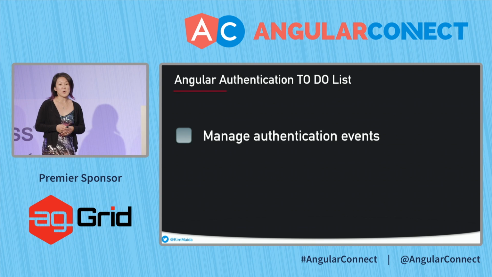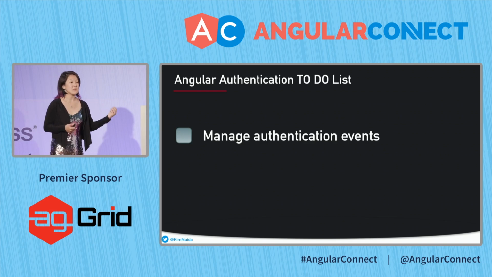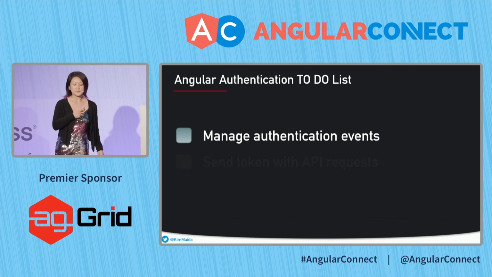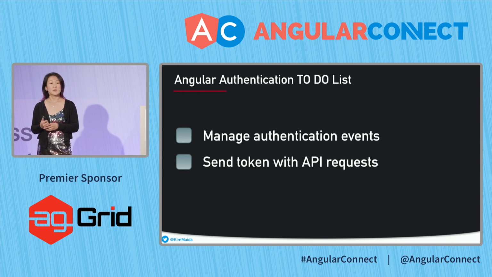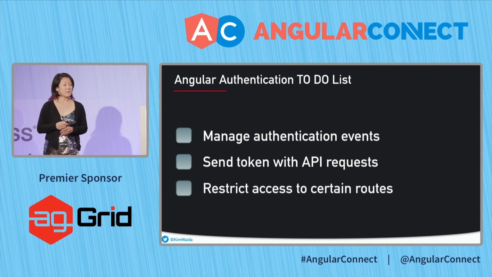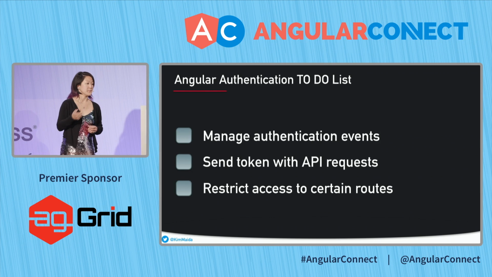So one thing we want to be able to do in Angular is elegantly manage authentication events. This could be things like token availability. It could be user info. It could be login status. We need to be able to send the token to our API with API requests. And then finally, we want to be able to restrict access to certain routes in our application.